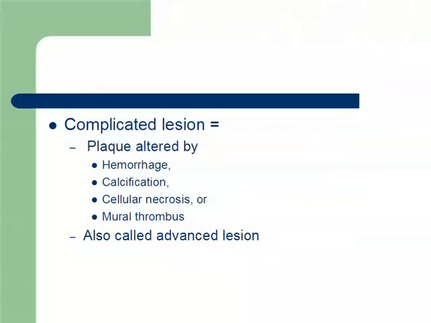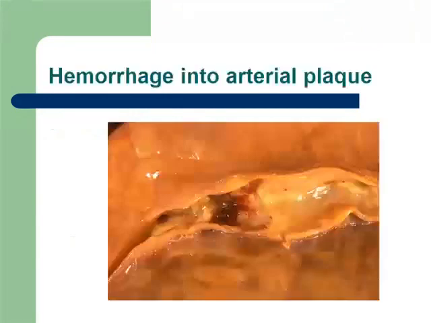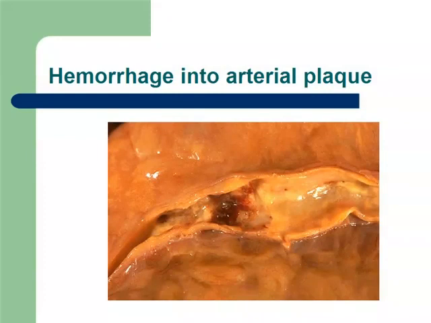A complicated lesion is when you have plaque that's altered by hemorrhage, calcification, which tends to occur the longer it lasts, cellular necrosis, or a mural thrombus. It's also often called an advanced lesion. And here's hemorrhage into an arterial plaque. You can see that now. This is done on post-op, so that's why the tissue around it doesn't look very healthy.